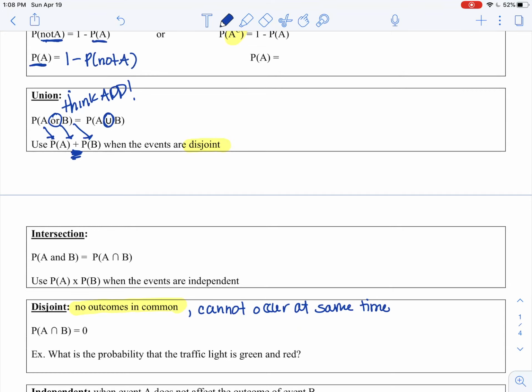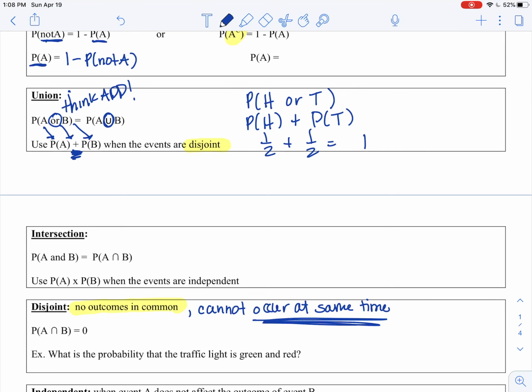So for example, if I'm flipping one coin, what are the chances of it landing on heads or tails? Because of the fact that landing on heads and tails cannot happen at the same time, these are disjoint events, so I can just add their probabilities together. I could take the probability of landing on heads plus the probability of landing on tails. That would be 1/2 plus 1/2, and in this case that adds up to be 1.